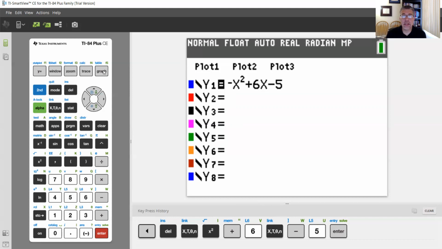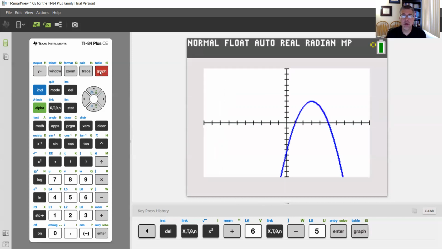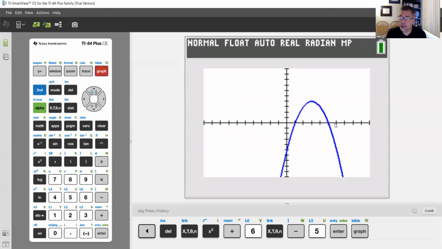The graph key is in the top right-hand corner of the faceplate. So I'm just going to hit the graph key, and it draws the graph of the parabola that I've been looking for. Okay, so it's a nice upside down U-shape.